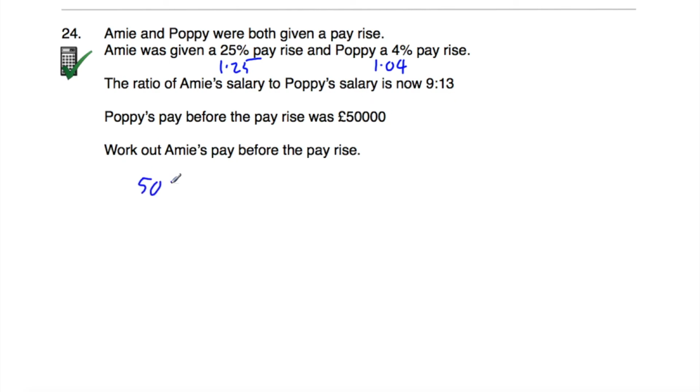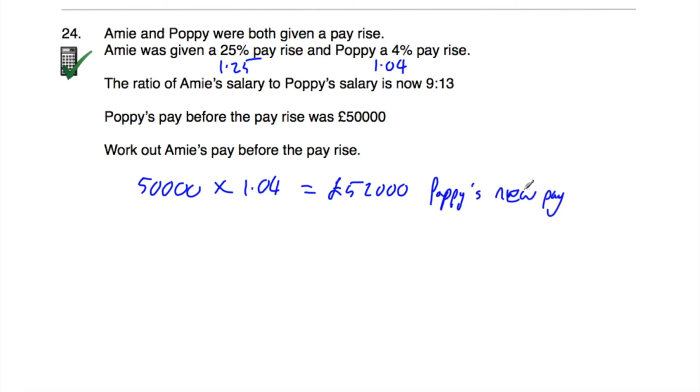So let's take the £50,000 and multiply that by the multiplier 1.04 to increase it by 4%. And that's equal to £52,000. So that is Poppy's current pay, Poppy's new pay. Now we're told the ratio of Amy's pay to Poppy's pay is now 9 to 13. So if we take this £52,000 and divide it by 13 and then times it by 9, we can find Amy's salary. £52,000 divided by 13 is equal to £4,000.